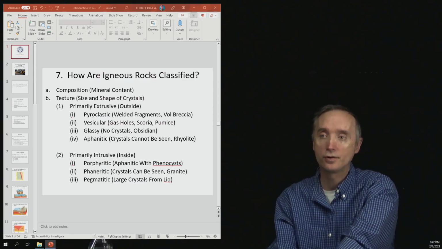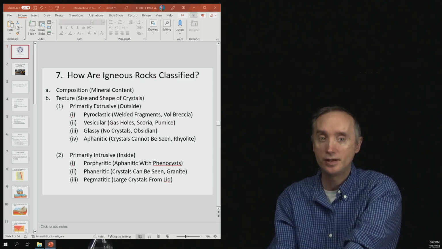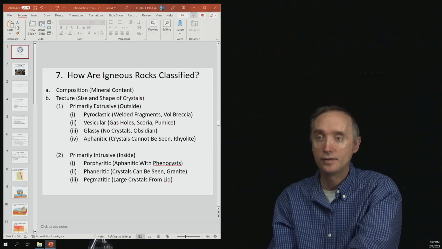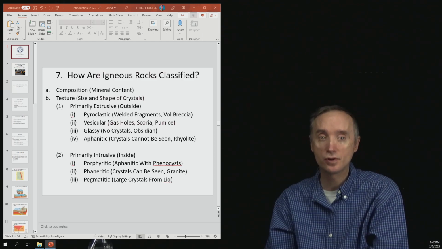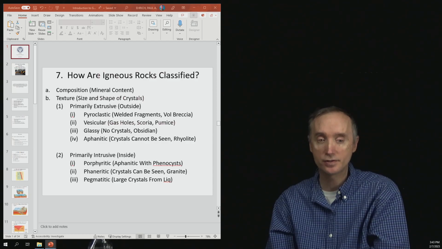Okay, then a third type of extrusive texture is going to be glassy, and this material cooled off so quickly it did not even have a chance to make any crystals. So an example of this would be obsidian.